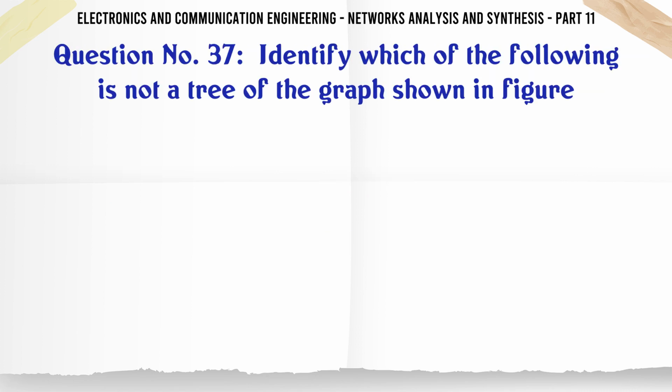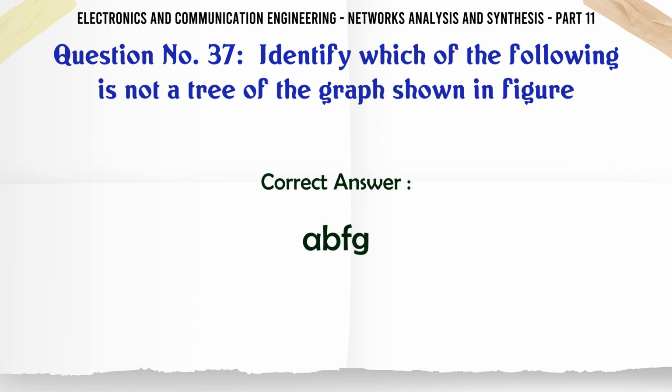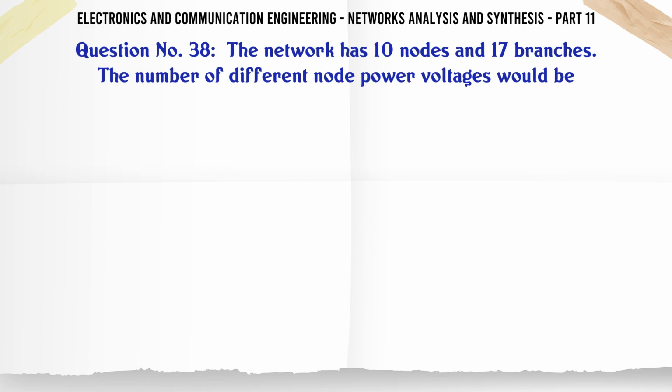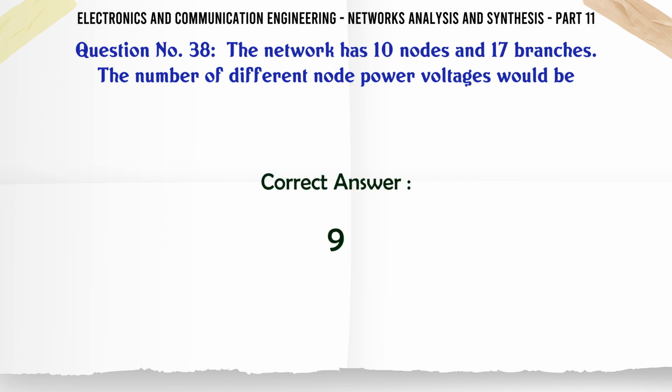Identify which of the following is not a tree of the graph shown in the figure: A) BCGH, B) DEFG, C) ABFG, D) AEG. The correct answer is ABFG. The network has 10 nodes and 17 branches. The number of different node voltages would be: A) 7, B) 9, C) 10, D) 45. The correct answer is 9.